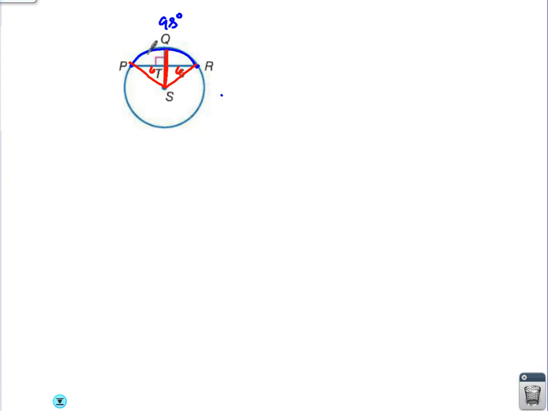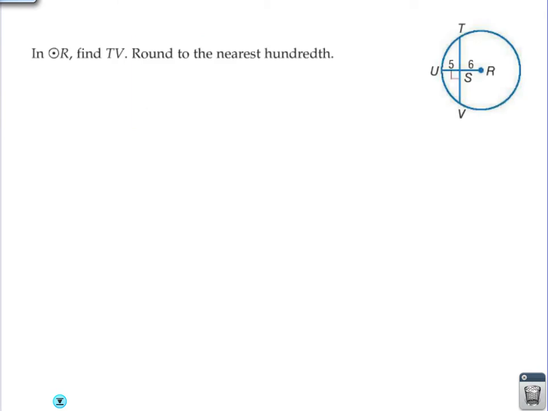If this whole arc is 98, how much is each piece? 49 and 49. So therefore, the measure of arc PQ is 49. The measure of arc QR is also 49 degrees. Okay. In circle R, find TV.